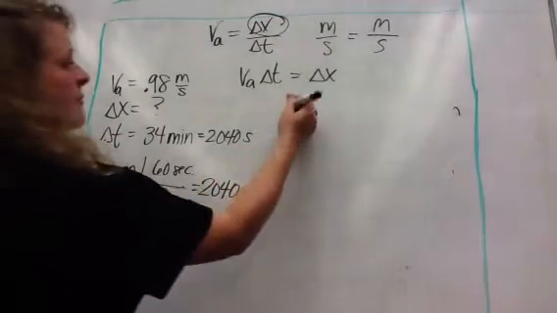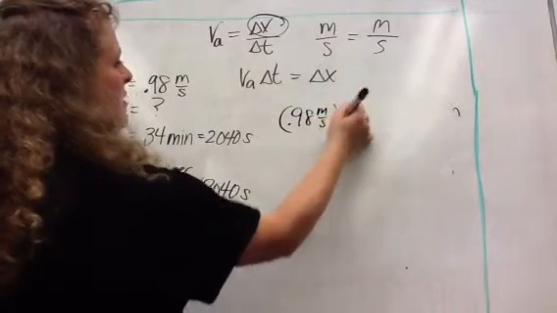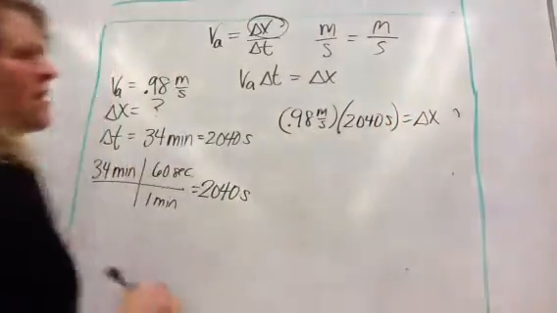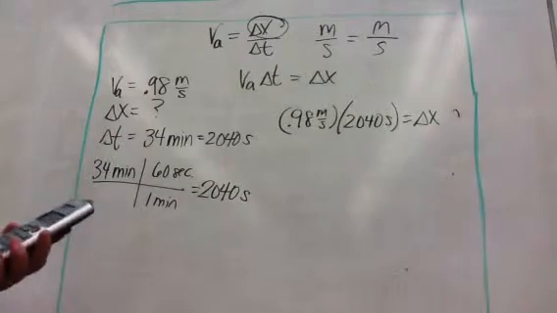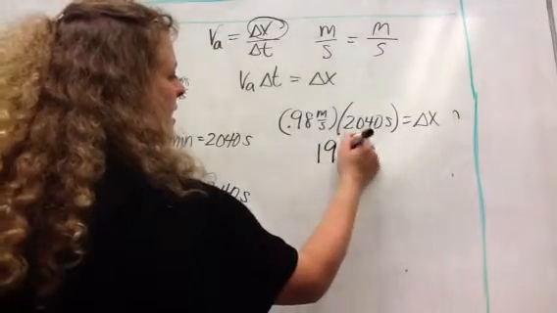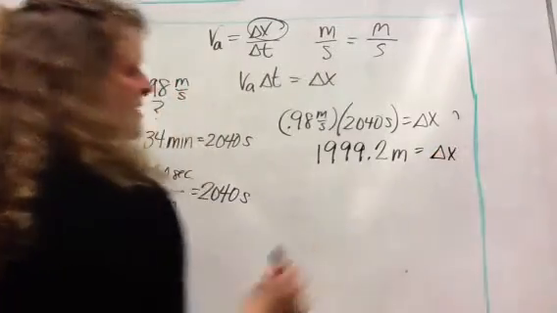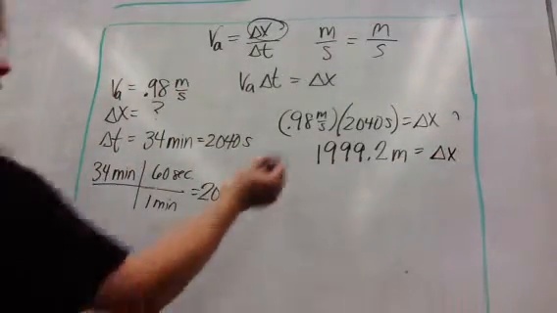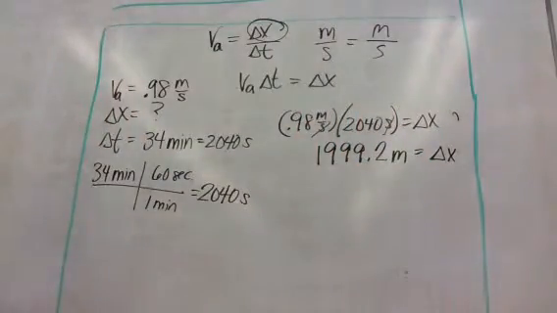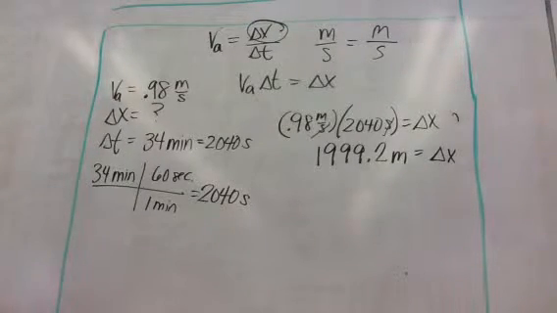So now you can plug in 0.98 meters per second times 2,040 seconds is equal to our displacement. Okay, plugging that into your calculator, 1,999.2 meters is delta x. And let's also check that dimensionally. Our seconds cancel out, we're left with meters, which is the correct unit for displacement. Now, here's the tricky part. How many sig figs are we allowed to have?